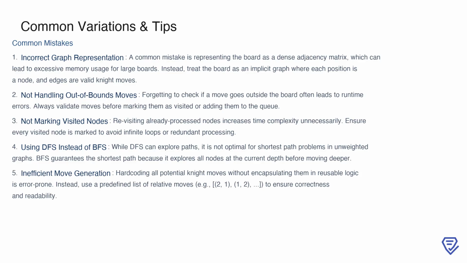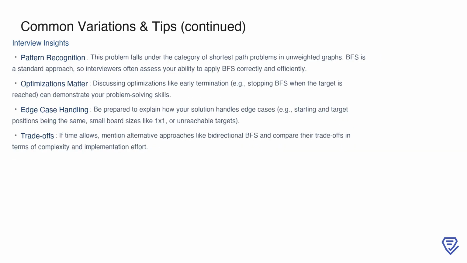Instead of hard-coding all possible moves, define them as reusable relative offsets, such as (2, 1), (1, 2), etc., which makes your code both cleaner and less error-prone. Now, let's discuss some key insights that are especially relevant for interviews. This problem is a classic example of a shortest path problem in an unweighted graph, making BFS the standard approach.